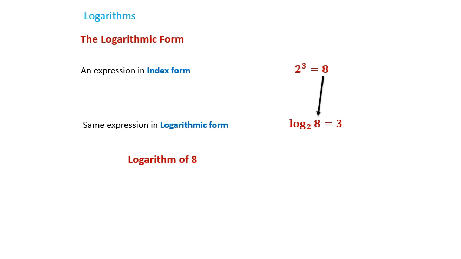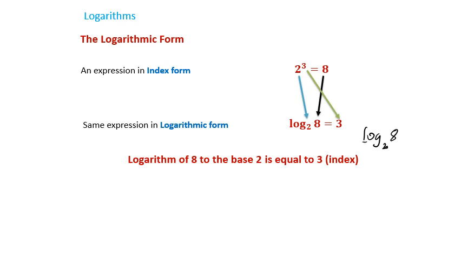There's just a few little things to help that. 8 goes there, the base goes there, and the 3 goes there. Notice also that when we write out logarithm base 2, normally we'd write the 2 below the line, log 2 of 8. So if you imagine a line being drawn there, the 2 is written below the line, equals 3.